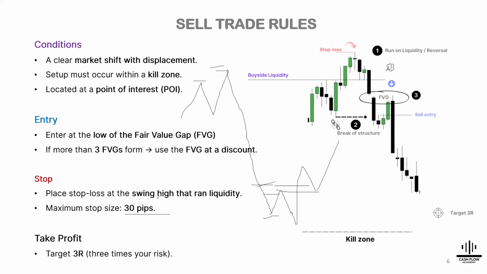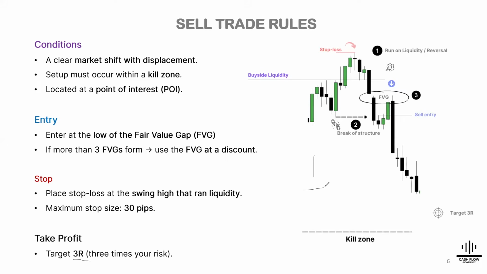So it's all about objectivity. You don't want to be thinking in the market. You want to do all the thinking outside the market. And the last is take profit. You want to be using a target of 3R. That is 3 times your risk. So if you are risking 1%, you want to be aiming for 3%. Very simple. All right, let's look at the trade example.